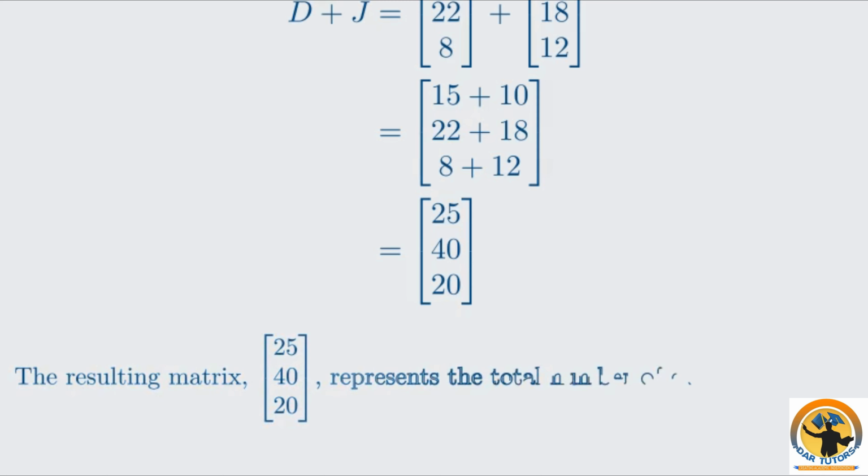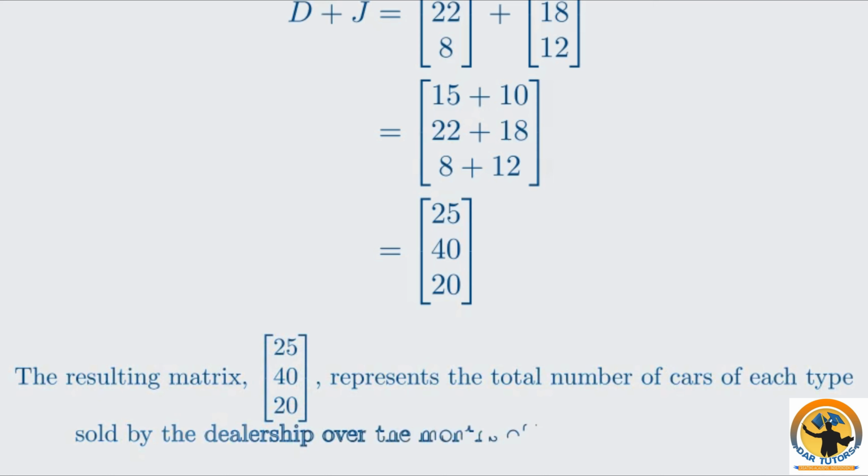The first element, 25, is the total hatchbacks. The second, 40, is the total sedans. And the third, 20, is the total SUVs. Matrix addition in this context allows for a clear and organized summary of combined data.